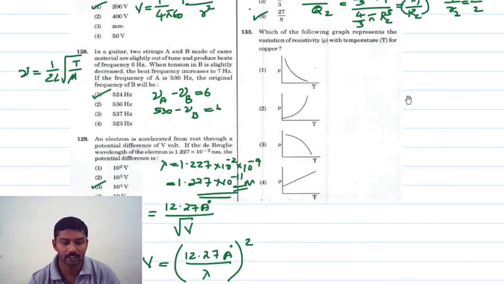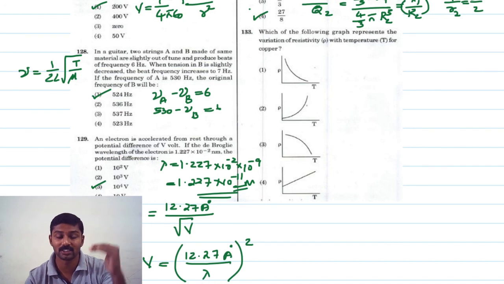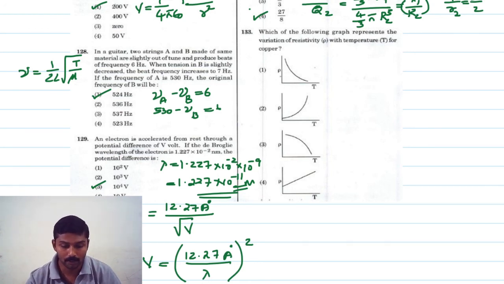Now 133. The question is to find the resistivity with temperature. As the temperature increases, what happens to the resistivity of copper, which is a metal? The resistivity will drastically increase. Okay, that's the next one.